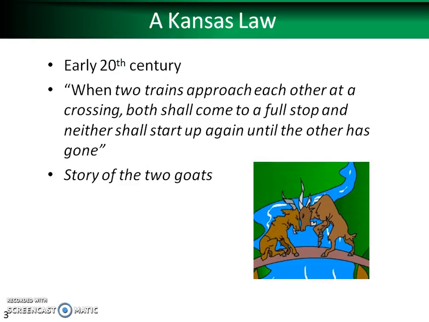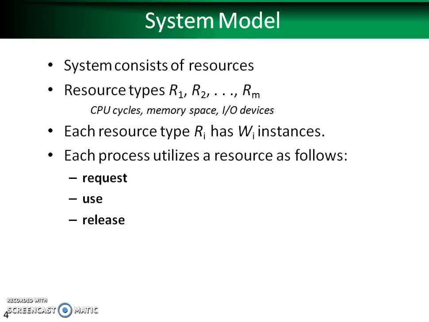This is the same as the story of the two goats, where you have only one bridge, and two goats fight with each other to pass the bridge. They don't have the patience to wait. If one waits, then the other can go, and later, after a certain time, the other one can cross. That's what it is. So, how do we model a system?